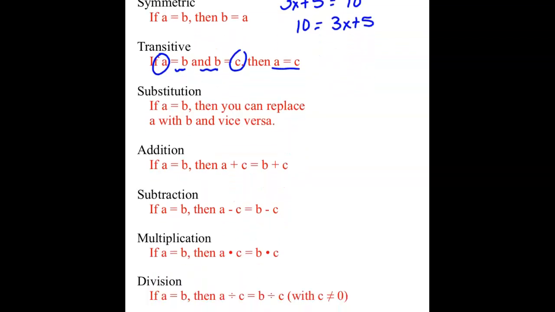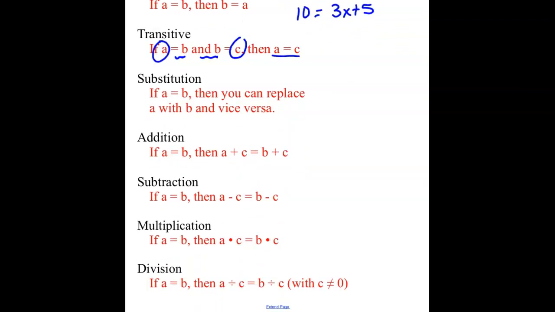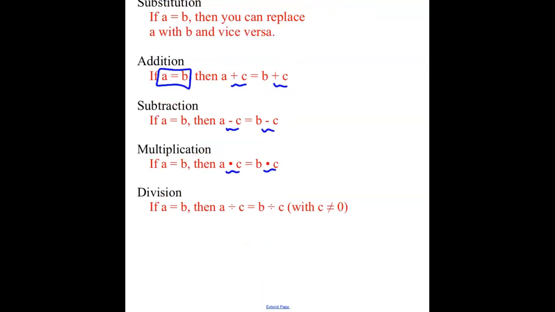Our substitution property says if A equals B, then we can replace A with B and vice versa. So if we know that A and B are the same, we can interchange them. The other four properties tell us what we can do to two values and that would keep them equal. So if we start out with A and B being equal, this one says I can add the same amount to both sides and they're still equal. This one says I can subtract the same amount from both sides and they're still equal. Same with multiplying and same with dividing. As long as I'm doing the same thing to both sides, if they started out equal, they will remain equal.